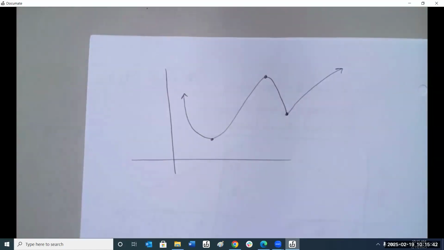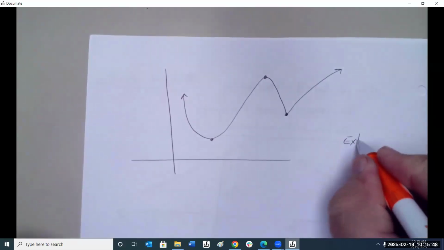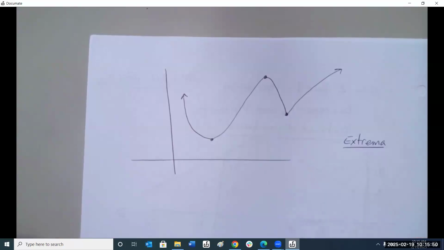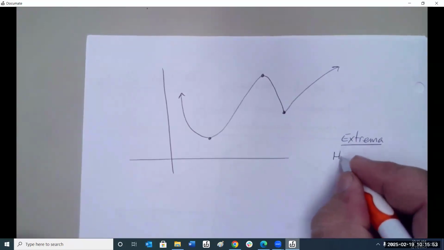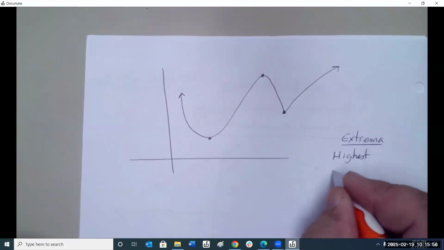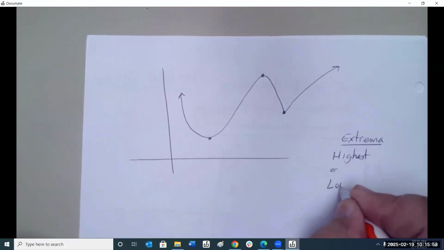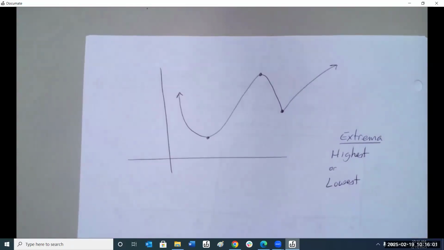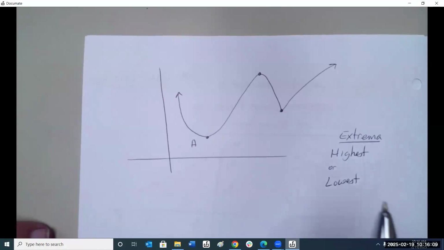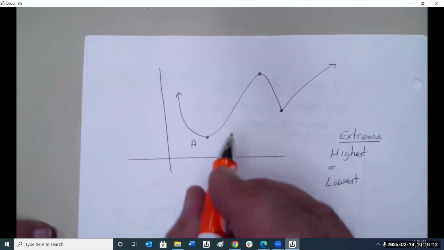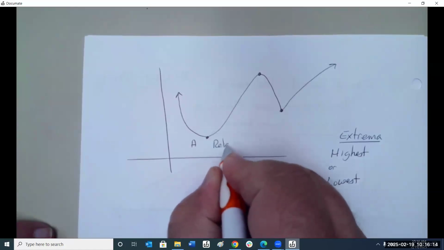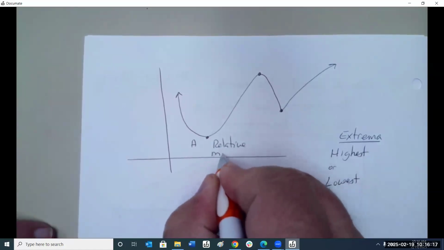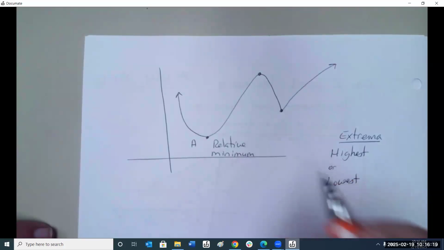Do we have extrema points here? Extrema simply means highest and or lowest. Do we have it? Yeah. Where? Let's call this point A. Is that a high or low point? So is it a maximum or minimum? Minimum. We call this a relative minimum.